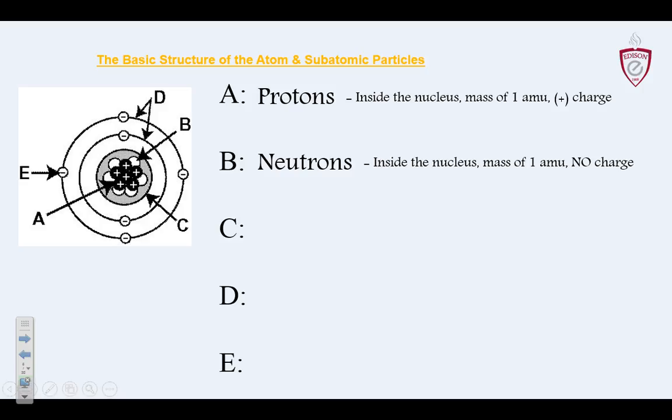Neutron walks into a bar. He asks the bartender, how much for a drink? The bartender says, for you, no charge. There you go. No charge.